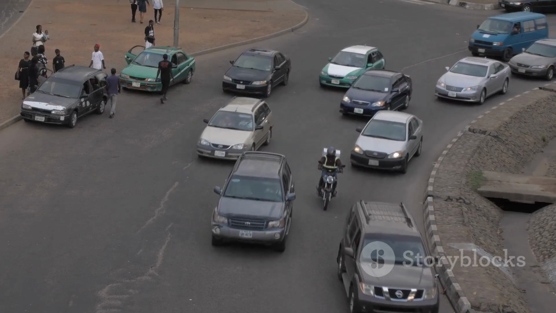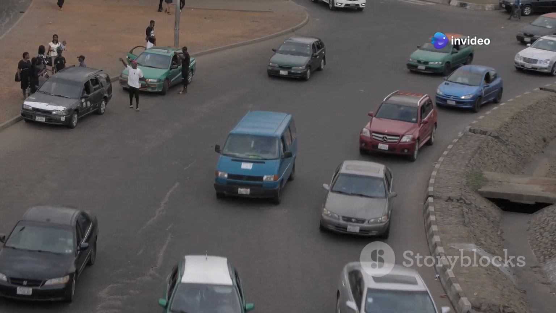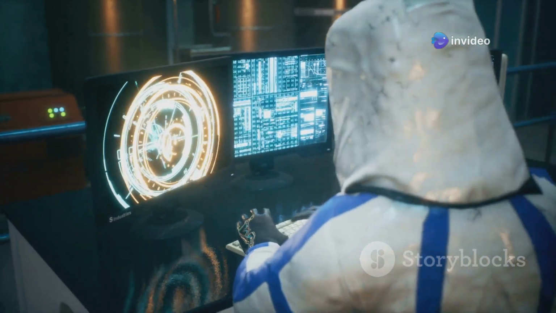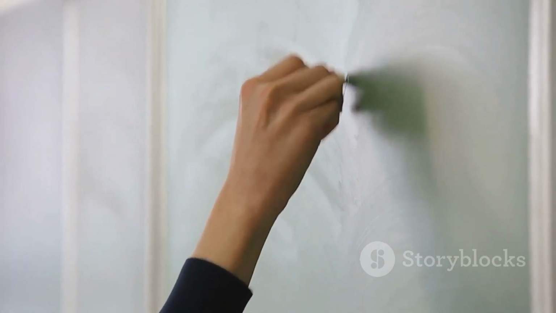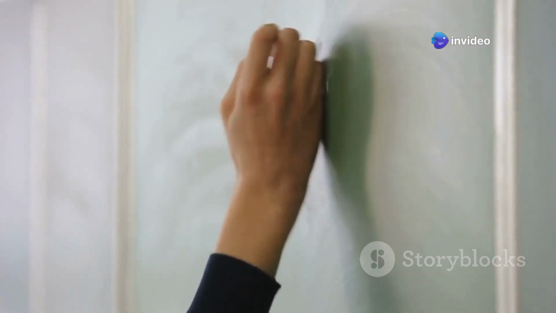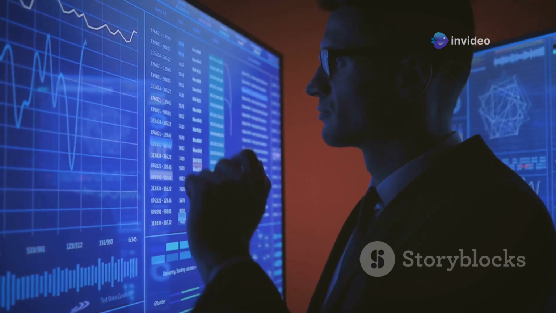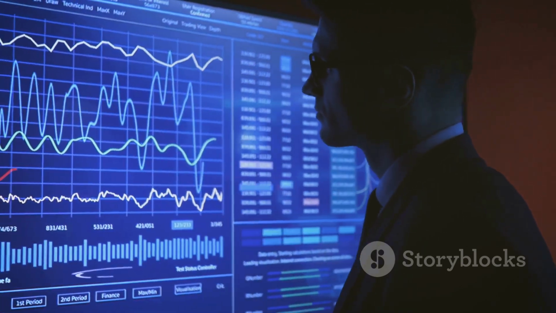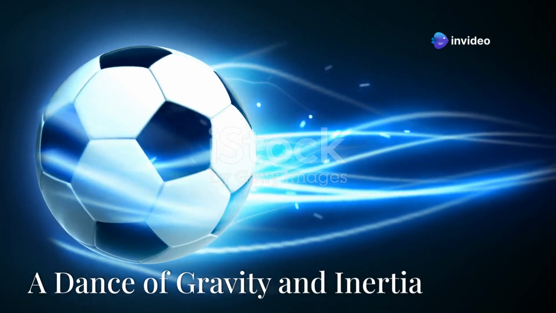Imagine a car navigating a busy city. It accelerates, decelerates, and turns, resulting in non-uniform acceleration. Analyzing non-uniform acceleration often involves calculus and more complex mathematical tools. Instead of relying solely on the equations of motion, we might use graphs, slopes, and areas under curves to represent and analyze the changing acceleration. Recognizing the difference between uniform and non-uniform acceleration allows us to choose the appropriate tools and approaches for analyzing and understanding the complexities of motion in various scenarios.